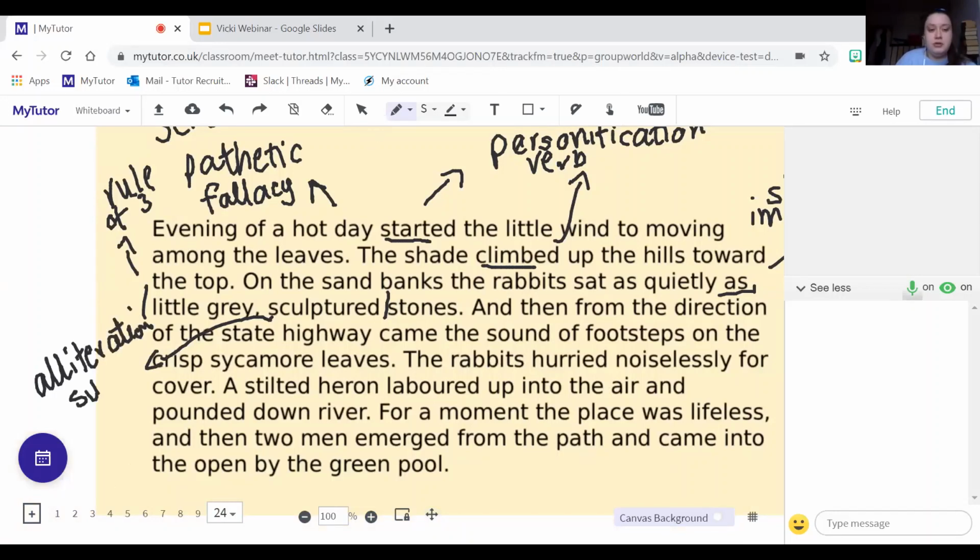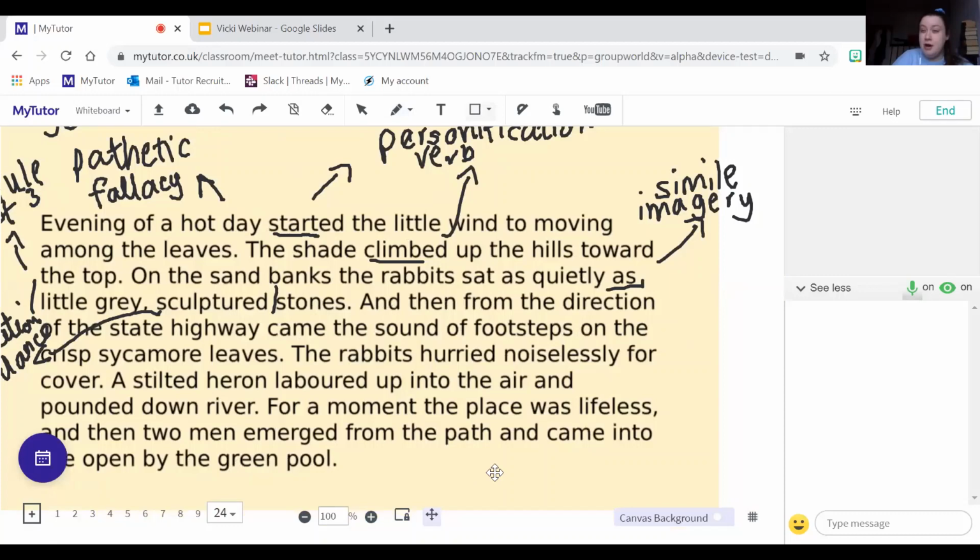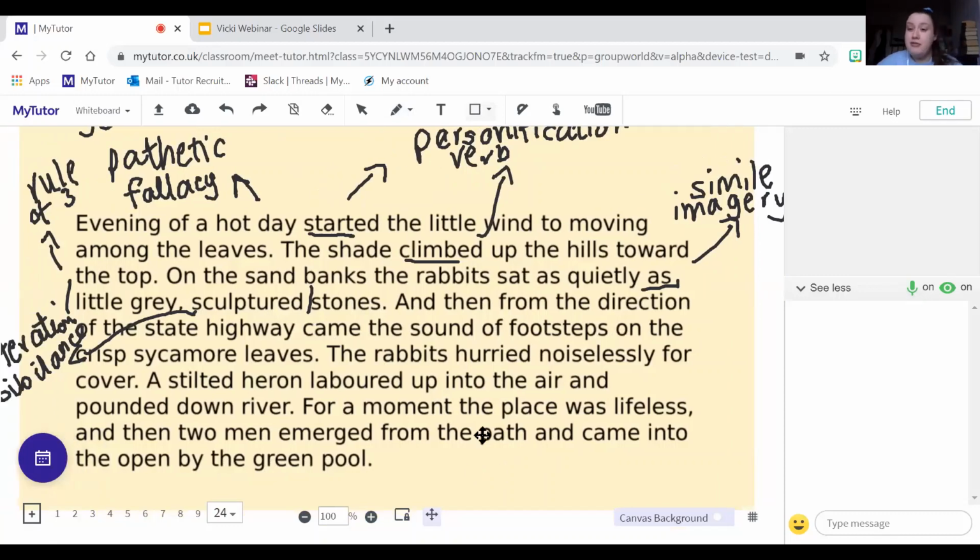Which we can also call sibilant. So you can use either. If you say sibilants, that's a higher understanding, higher mark because it's more specific. But if you say alliteration, technically it's not wrong. So that's fine. And then from the direction of the state highway came the sound of footsteps.